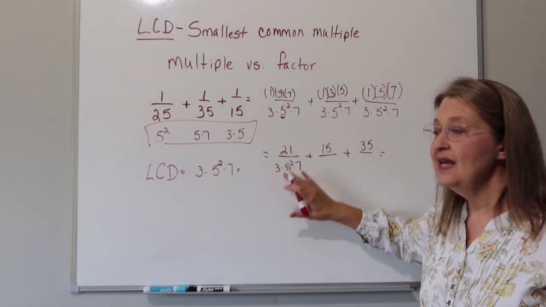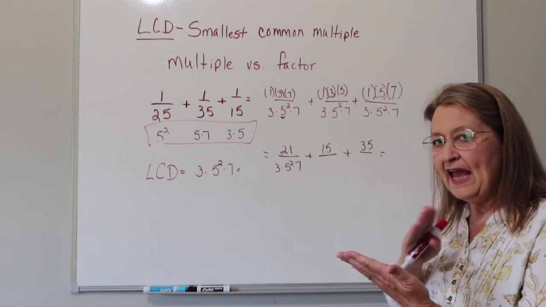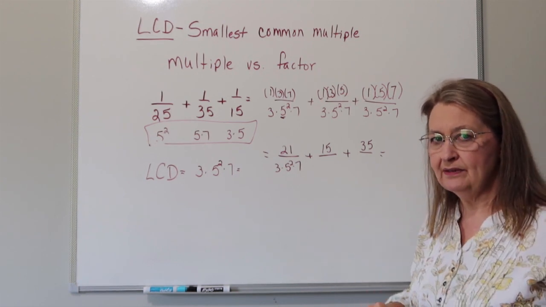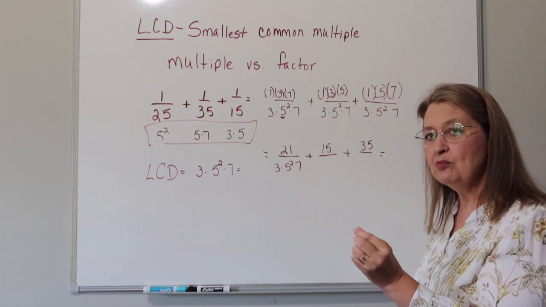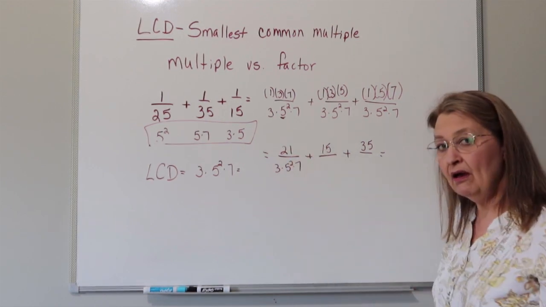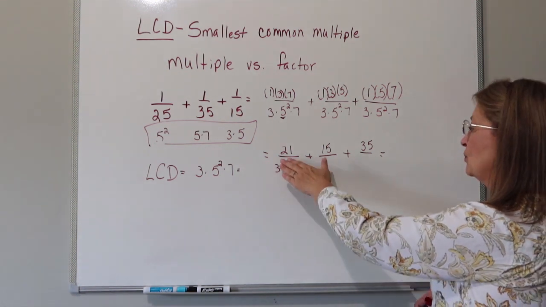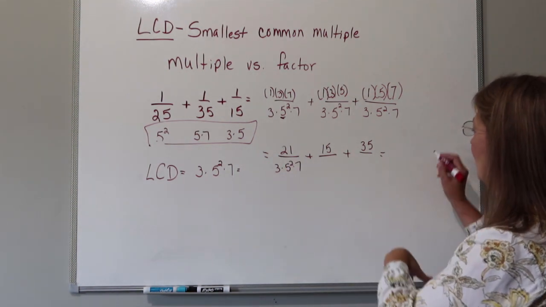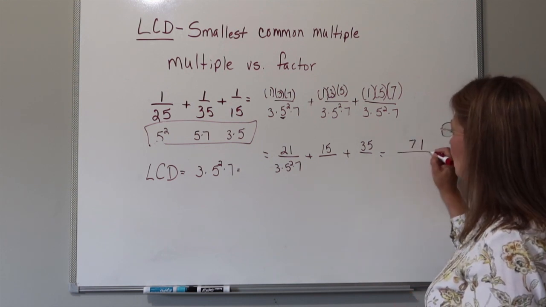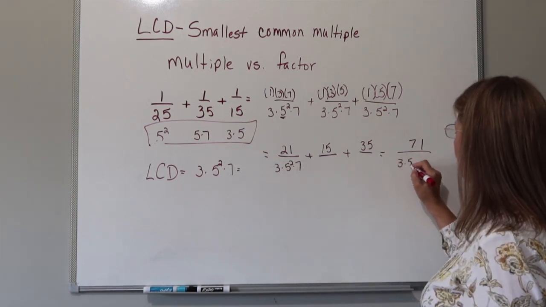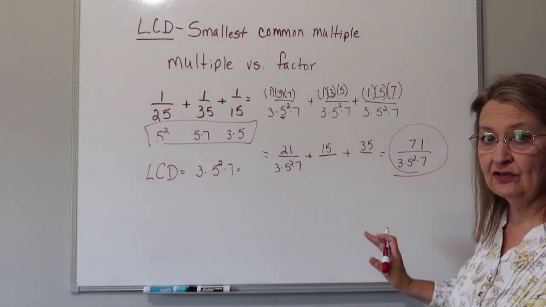21 over this is the same as 1/25. It's like I just took that 1/25 slice and I cut it into a whole bunch more little pieces. So this number's bigger, the pieces are smaller, but I'm going to have more of them, if that makes any sense. So to finalize this, you would add 21 plus 15 plus 35. So that's going to be 71 over, and I'll have to multiply that together. Anyway, so this is going to be your final answer.